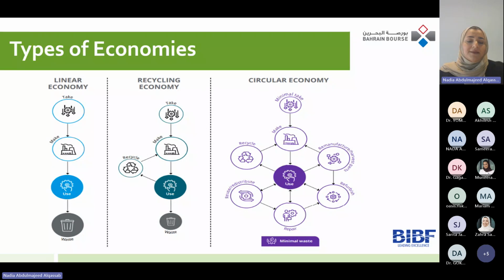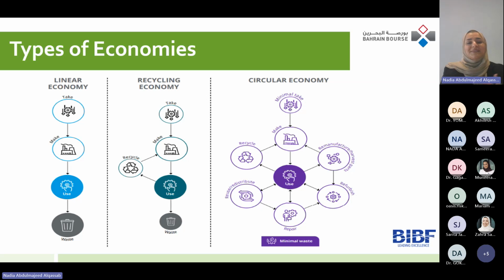Now, what is take, make, and waste is exactly what we are doing currently as a linear economy. Now, to be honest, if your phone breaks, do you repair it? Most of us just throw it out. They go buy a new phone. If your headphone breaks, the same idea. If your coffee mug breaks, the same idea. You just go out there and buy a new coffee mug.